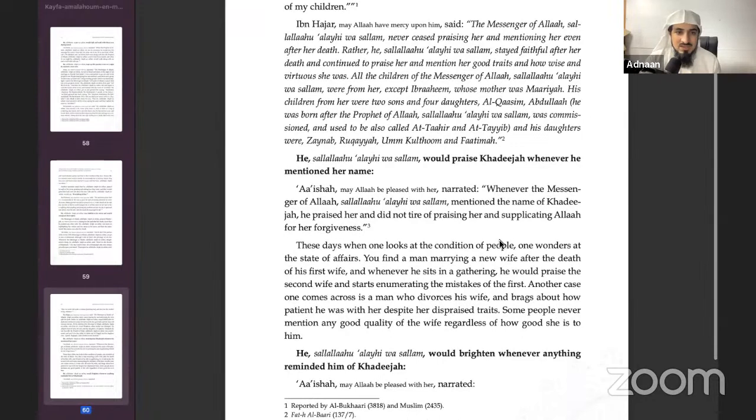I'll read one more. He sallallahu alayhi wasallam would praise Khadija whenever he mentioned her name. Aisha radiallahu anha narrated, whenever the Messenger sallallahu alayhi wasallam mentioned the name of Khadija, he praised her and did not tire of praising her and supplicating Allah for her forgiveness.